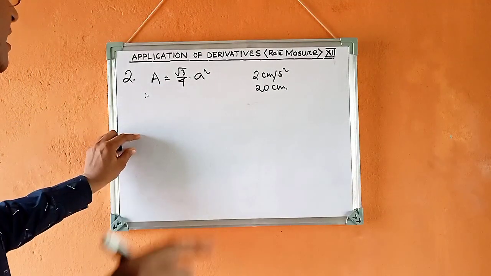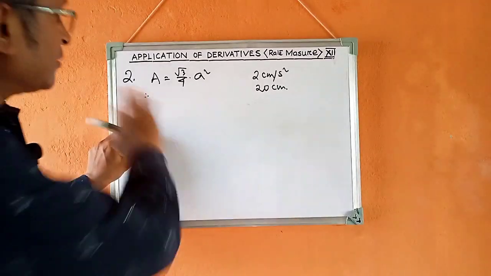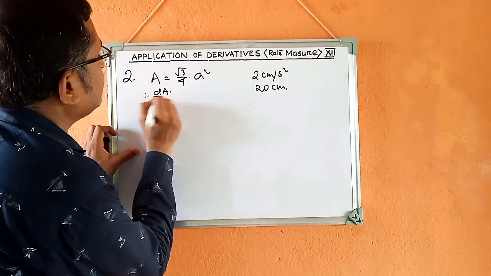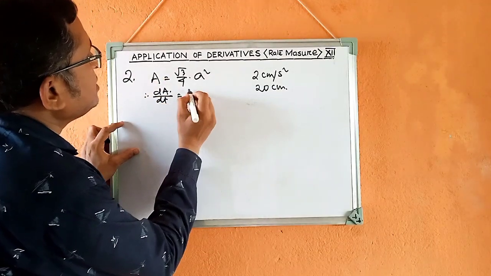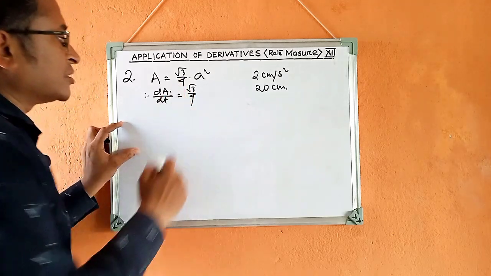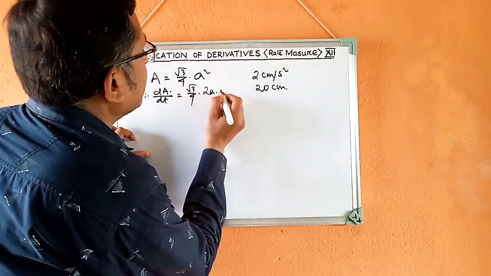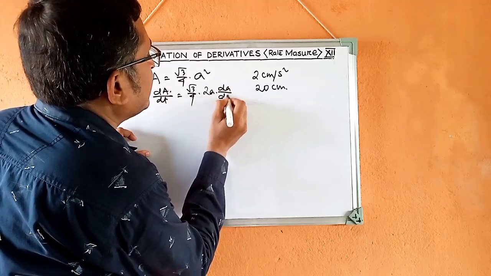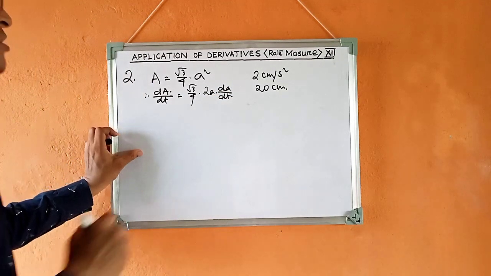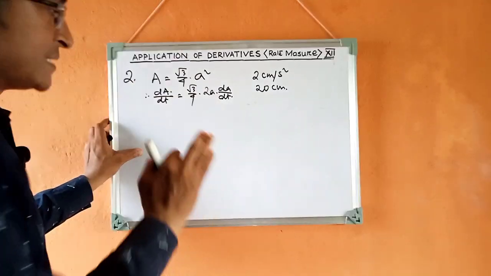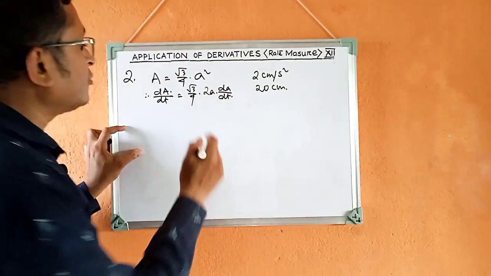That means differentiate both sides with respect to t. So we get dA by dt equals root 3 by 4, that is constant and remains the same, into 2a into da by dt. Now dA by dt, the rate of increase of area, is what is required to find.